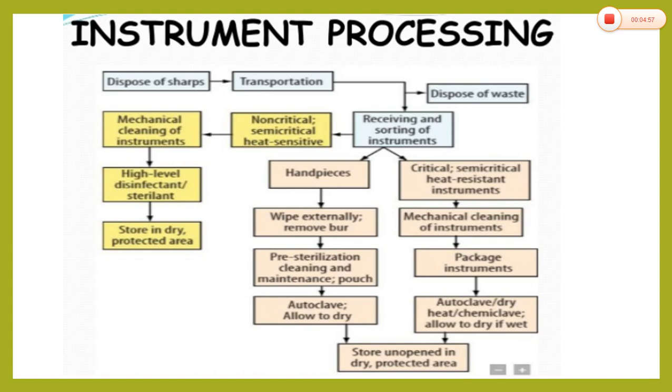Those instruments which are critical and semi-critical and which are highly heat resistant will be mechanically cleaned, they will be packaged, and they will be sent into the autoclave or for dry heat or chemiclave, allowing it to dry if they are wet, and then they will be stored in an unopened protected area. In case of hand pieces, they will be wiped externally and the burr will be removed from the hand pieces. Pre-sterilization, cleaning and maintenance should be done in cases of hand pieces. Autoclaving can also be done in some cases.